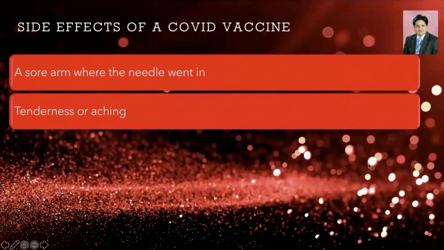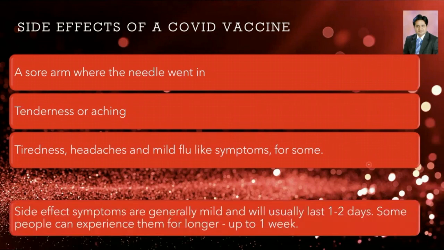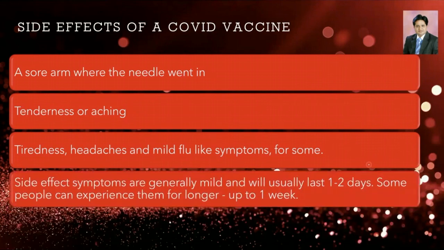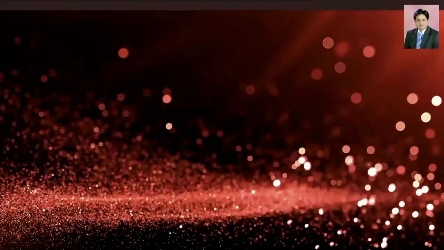Now, what are the side effects of these vaccines? Well, a sore arm, tenderness or itching, tiredness, headaches, or mild flu-like symptoms. Side effect symptoms are generally mild, but again, it depends from person to person. We all know every individual is different, so it all depends from person to person.